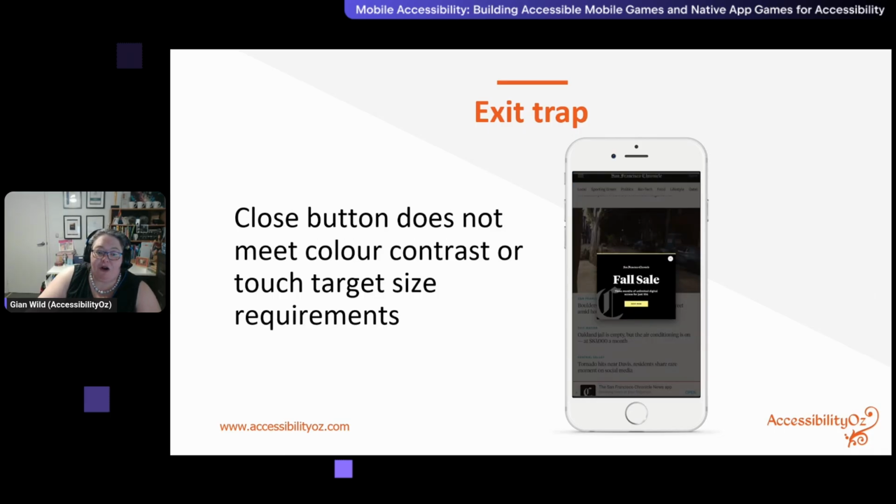This is a much more common example where you have a pop-up when you first go onto a page. And this fails because the close button is very, very small. It doesn't meet touch target size requirements. And it also doesn't meet color contrast requirements.